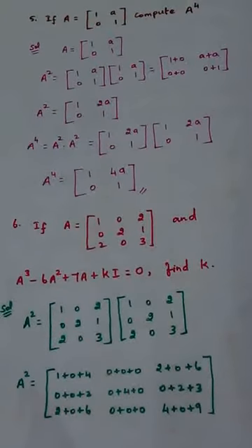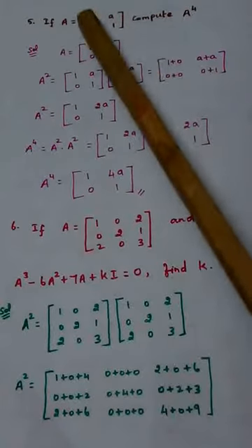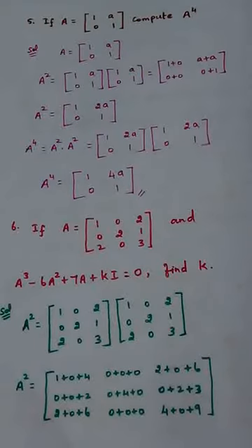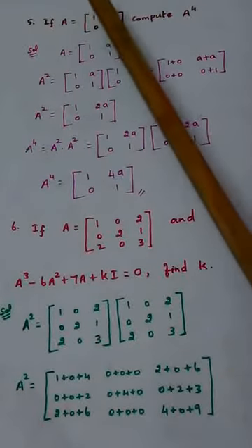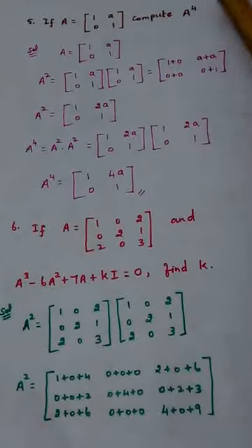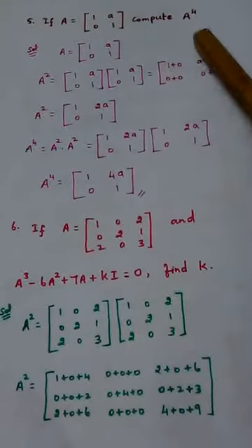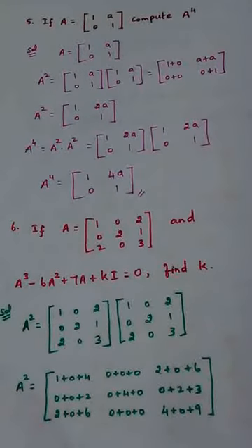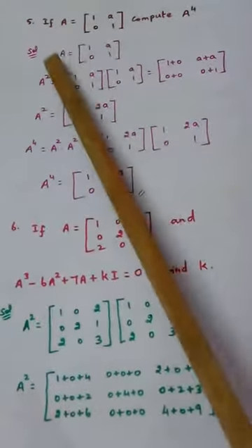Problem number 5. If A is equal to the matrix 1 A 0 1, compute A power 4. A power 4 means we should not simply multiply each element 4 times. A power 4 means A into A into A into A, 4 times matrix multiplication. So this is the given question.